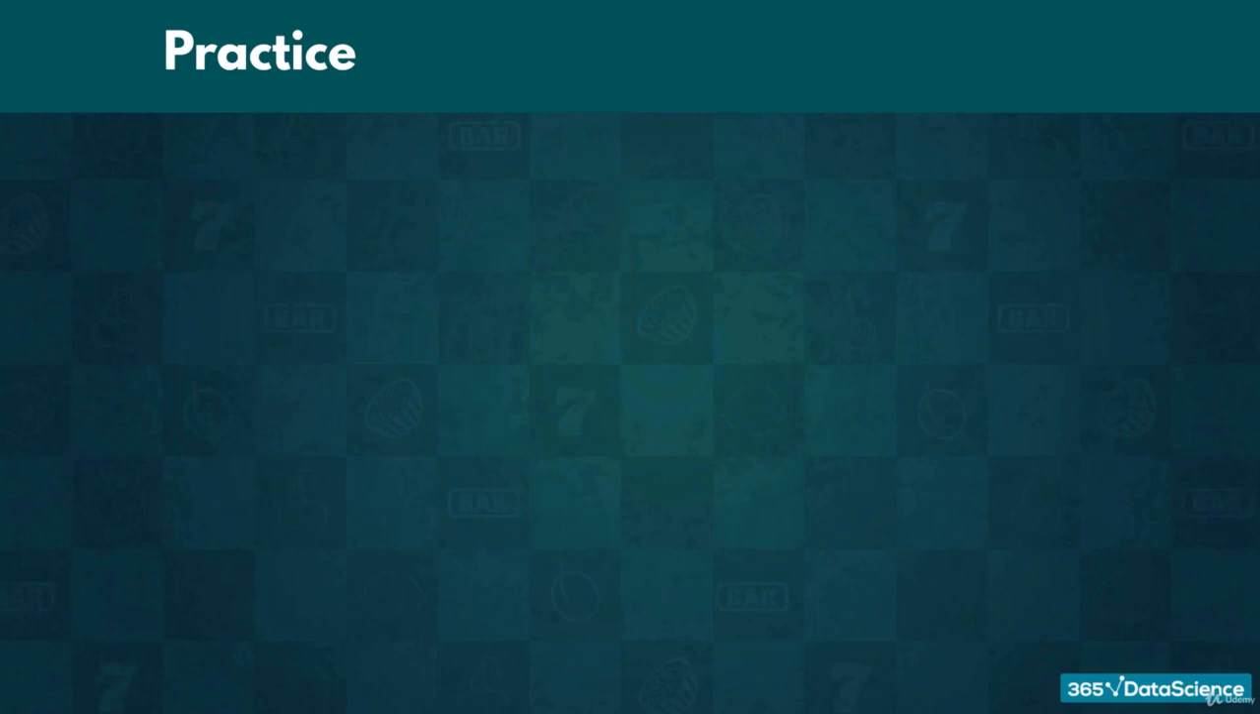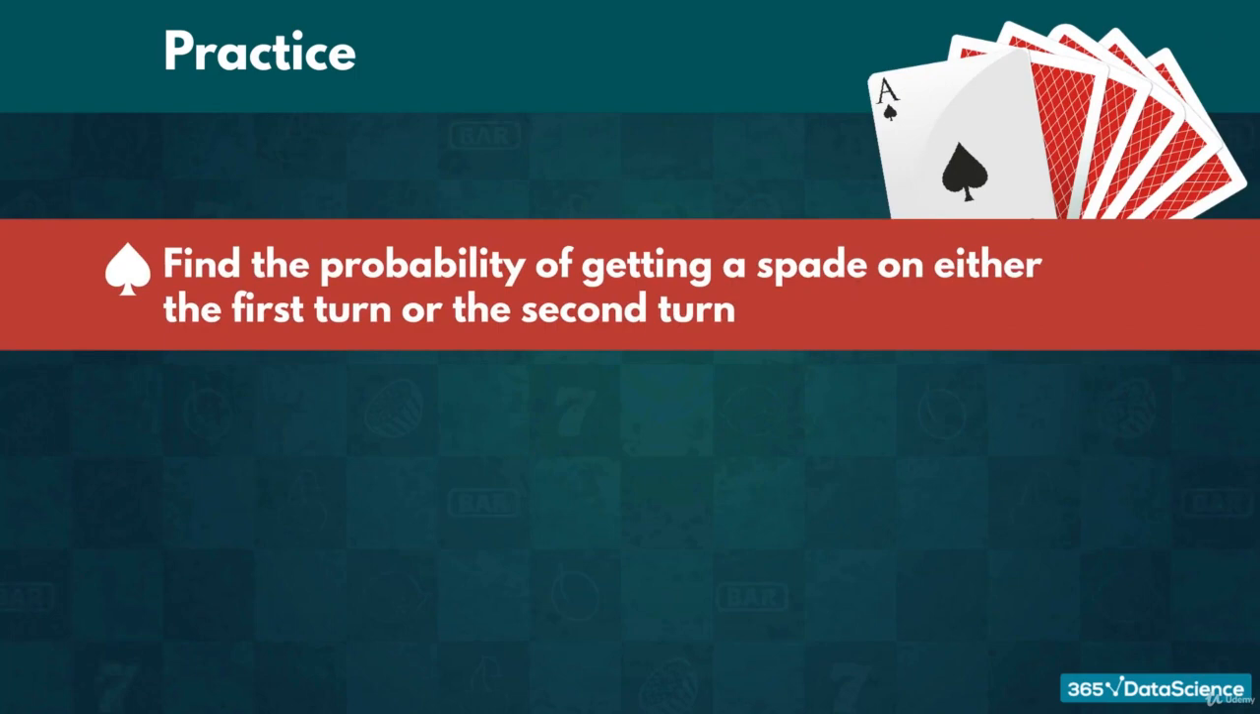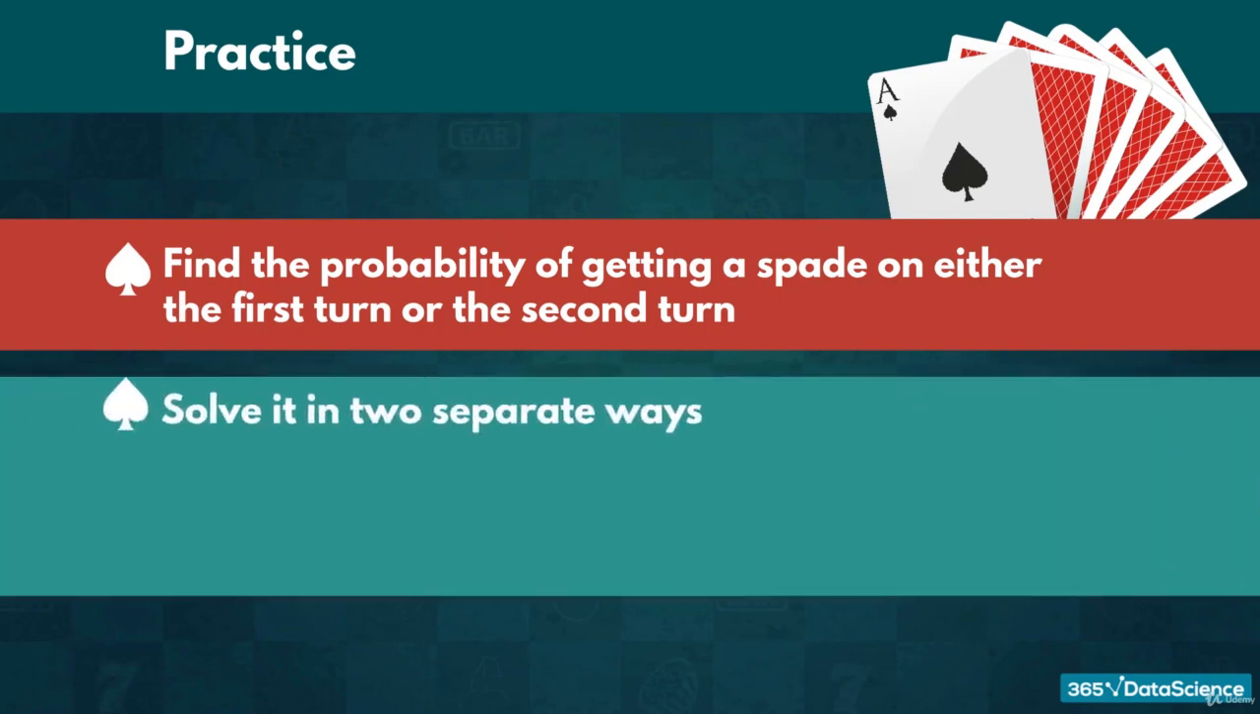Marvelous work, everyone! For homework, you can practice your understanding by finding the probability of getting a spade on either the first turn or the second turn. You could solve it in 2 separate ways, by using the additive law or by using the multiplicative rule.